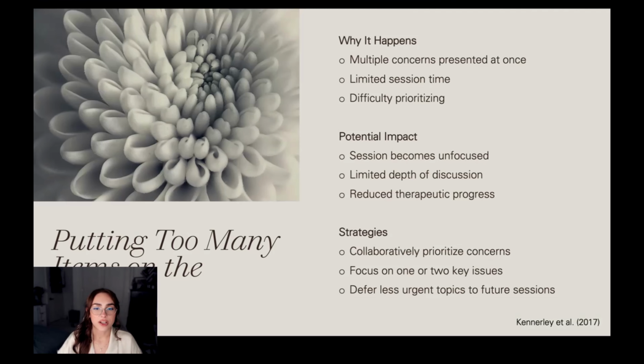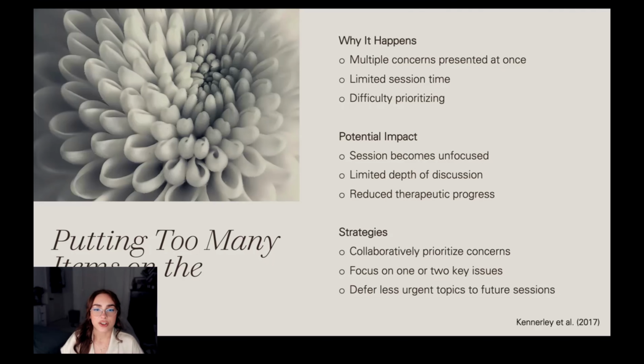One common difficulty in agenda setting is attempting to address too many concerns within a single session. Clients will often arrive with multiple problems they would like to discuss, and counselors may feel pressured to address each concern. However, Kennerly and colleagues caution that including too many agenda items can reduce the depth of the therapeutic work and make the session feel rushed. That is why it is important to work together with the client to prioritize concerns based on urgency, levels of distress, and relevance to treatment goals. And like I said earlier, any topics that cannot be fully addressed within the available time will be acknowledged and scheduled for future sessions.